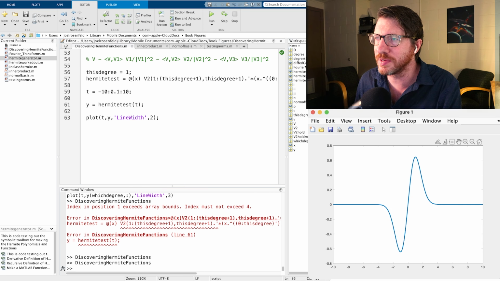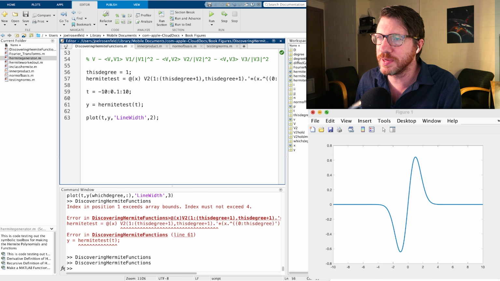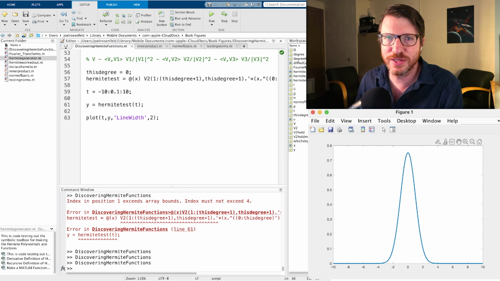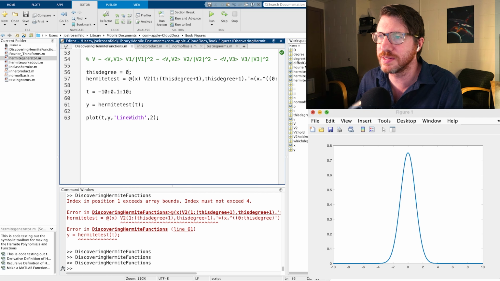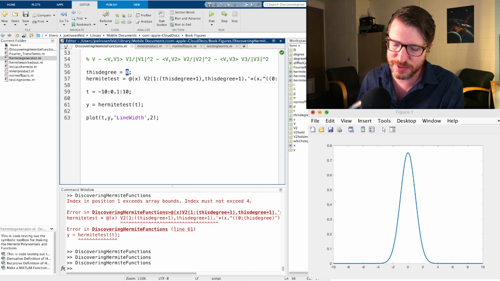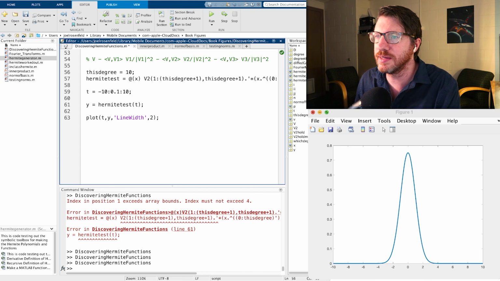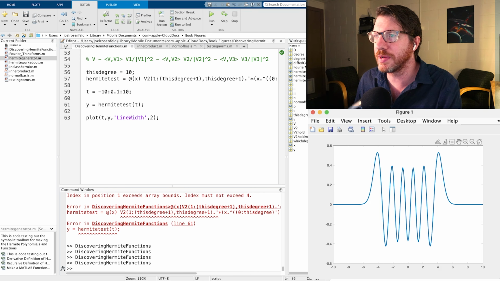Okay, so that's good. So this is a proper 1st degree Hermite function. And if I put in 0, there we go. We get the straight Gaussian. That's what I expected. That is the 0th degree Hermite function. And let's see something a little bit more exciting. Let's take a look at the 10th one. And so if I push play on this, boom, there we go. We get a whole bunch of wiggles here.